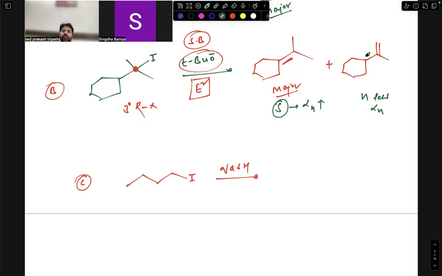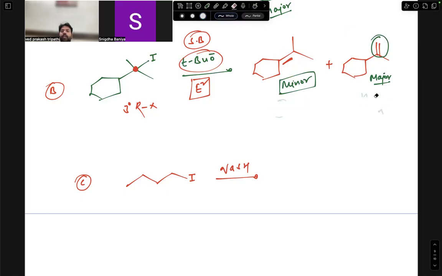Absolutely. That's what I was confused about. Good job. This is major, this is minor. Well done. So here Hofmann would be major because we are using a bulky base. Clear? Now next is NaSH.